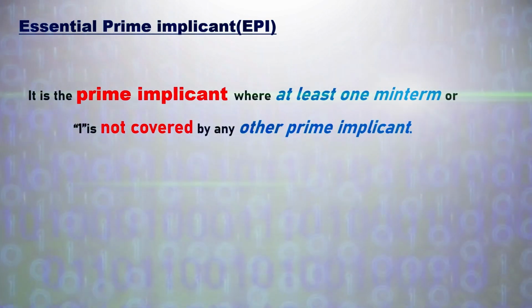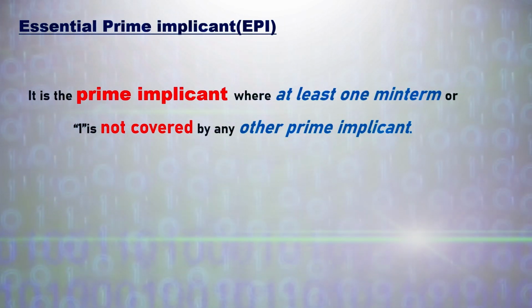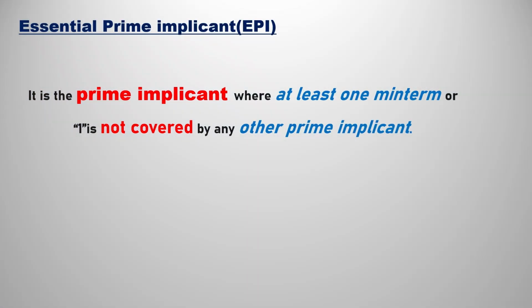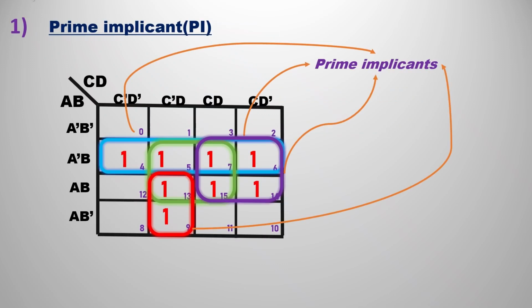It is a prime implicant where at least one minterm or one is not covered by another prime implicant. Let's understand this definition with the help of some examples. Basically, essential prime implicants are also prime implicants, but at least one should not be covered by other prime implicants. Up to now we have discussed 2 examples. In the 2 examples we have talked about prime implicants and essential prime implicants. So let's understand with the actual definition also.